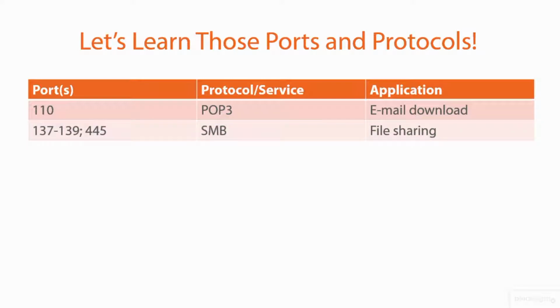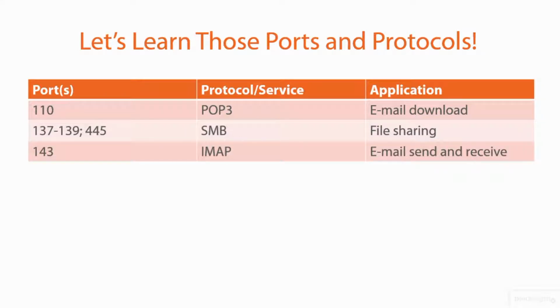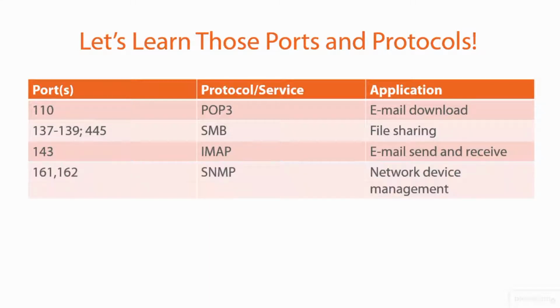The Server Message Block protocol uses TCP 137 through 139 and 445. Those are sensitive protocols you want to be careful of on home systems in order to guard against abuse, because SMB is the Windows file sharing protocol, and it's been that way for a long time. TCP 143 is the well-known port for the Internet Message Access Protocol, IMAP, and this is used for both sending and receiving email. It's more flexible than the Post Office Protocol.